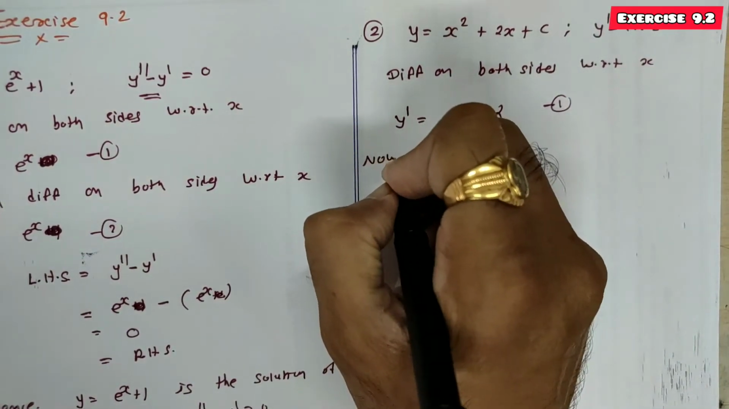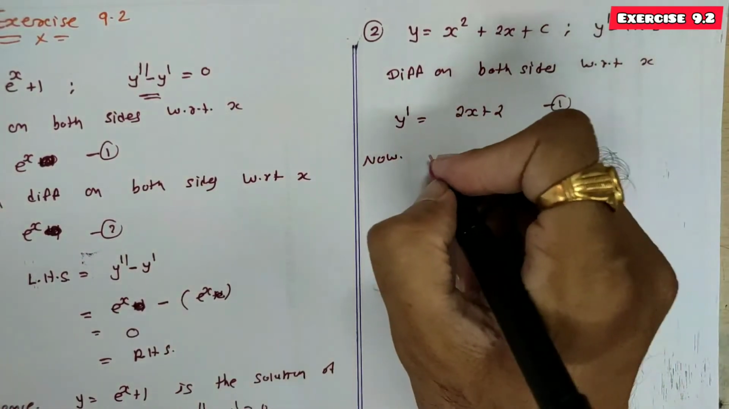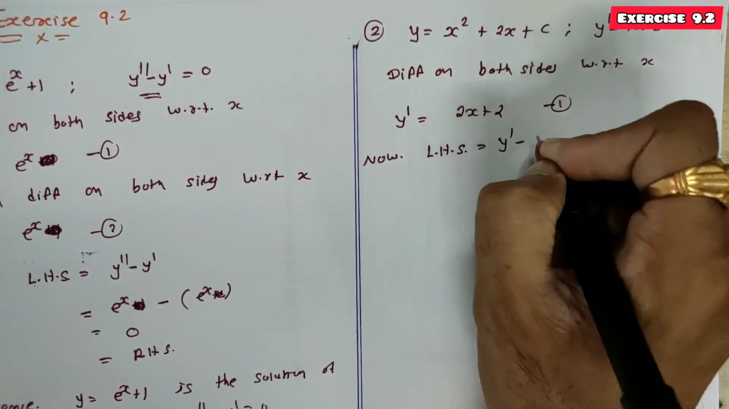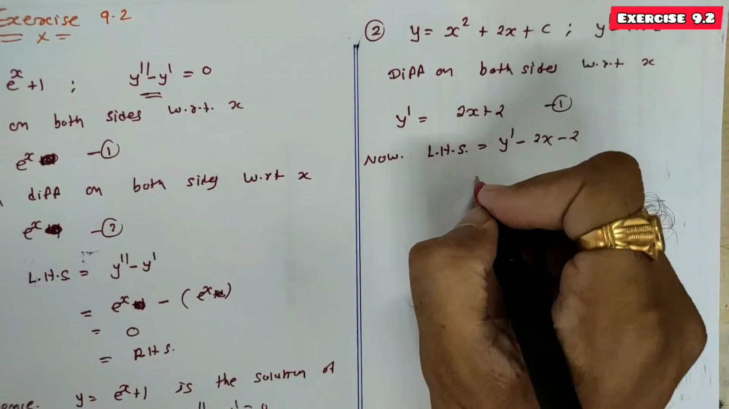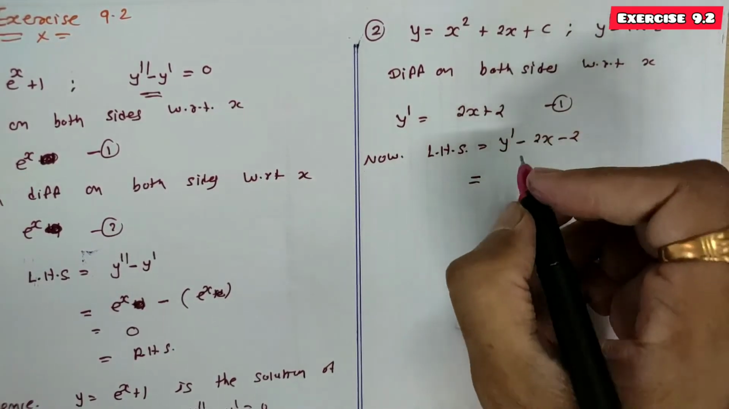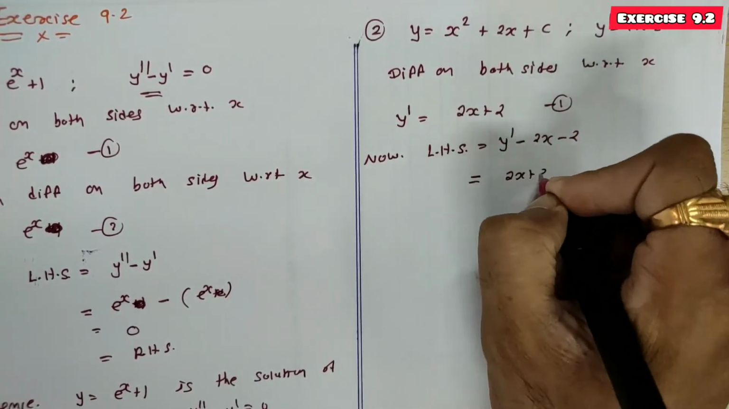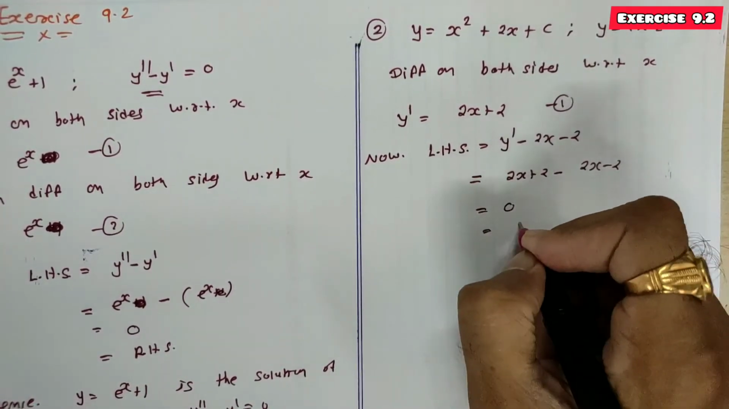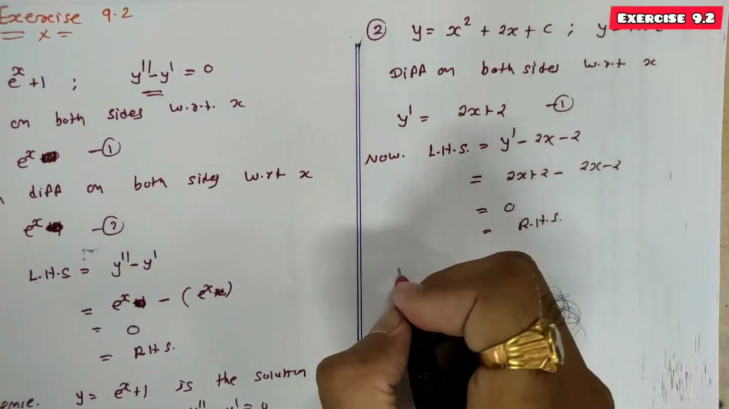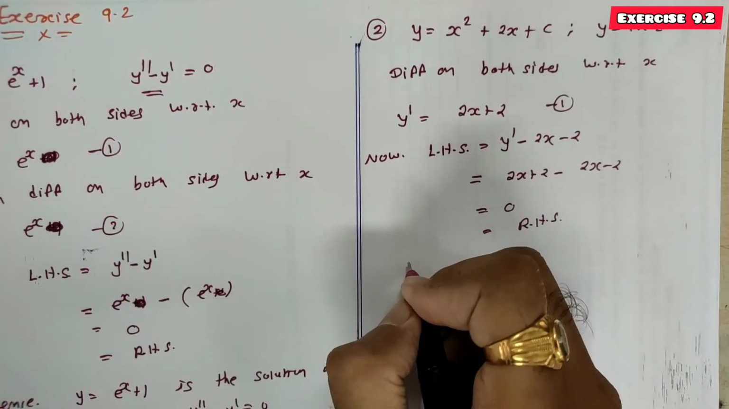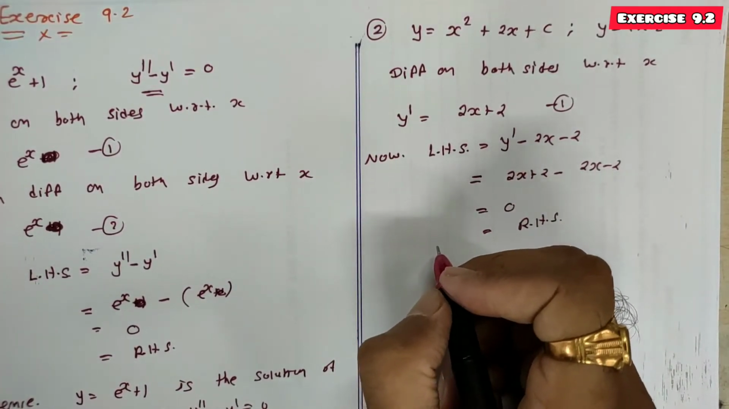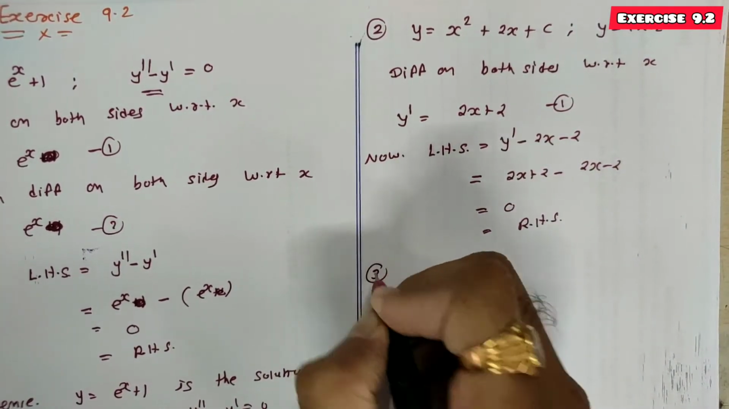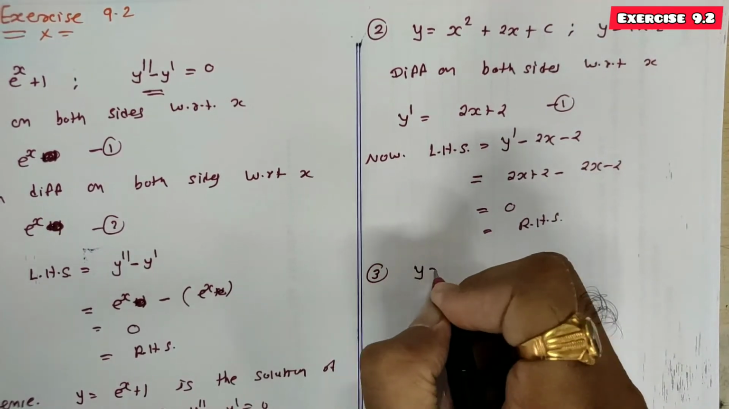So now for this equation, the left hand side of the equation is y dash minus 2x minus 2. Put the value of y dash from equation number 1, which is 2x plus 2 minus 2x minus 2, and that is equal to 0, and that is our right hand side, and hence we have to write that y equal to x square plus 2x plus c is the solution of the given differential equation. वो आपको statement लिखना है.